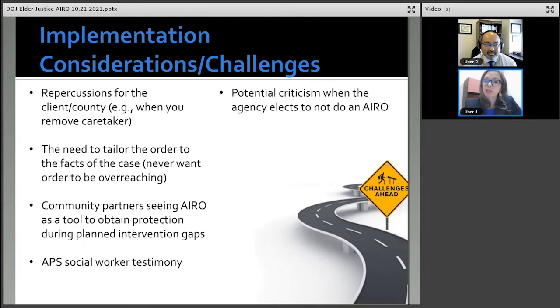And so we have to be prepared to address those questions and talk about why we felt the AIRO was either right for this case or not right for this case. Anything you want to add, Ray?